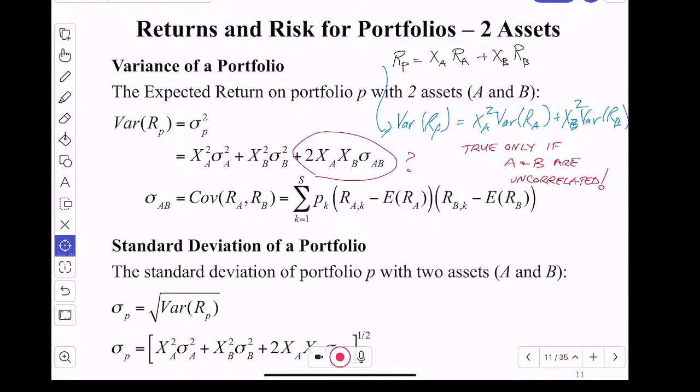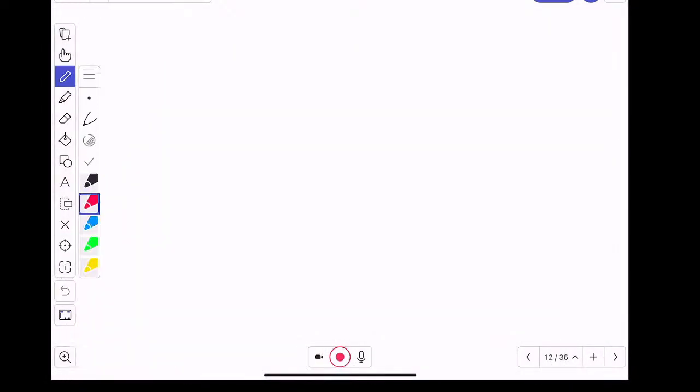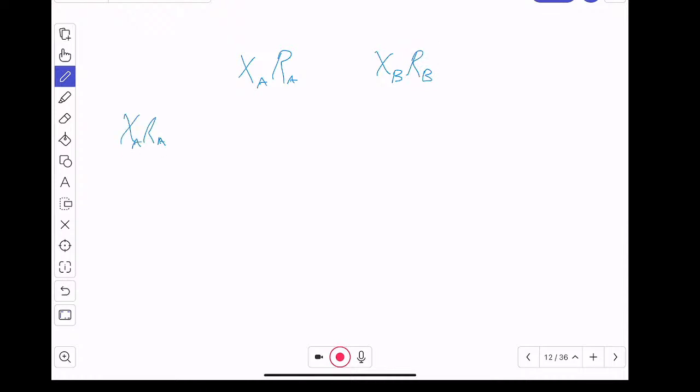So let me show you what's going on here. Okay, so let's see. I'm going to talk about combining assets in a portfolio with weights. I'm going to have XA, RA. For now, I'm just going to use 2, and then we're going to talk about putting 3 together. And what I want to do is figure out the variance.